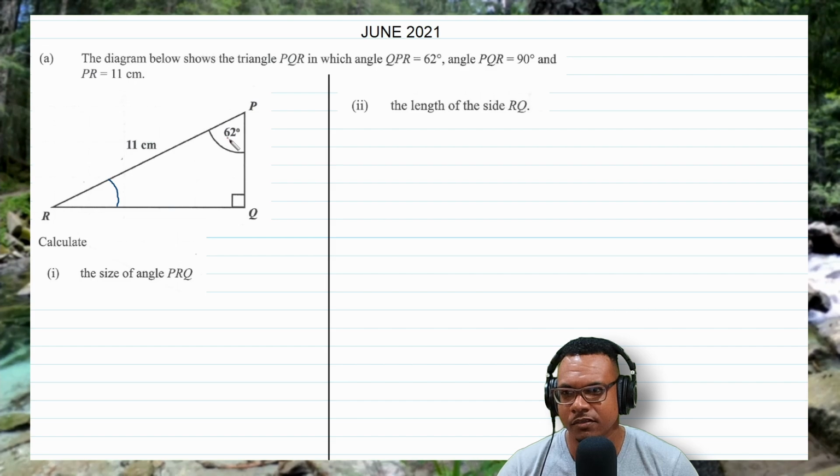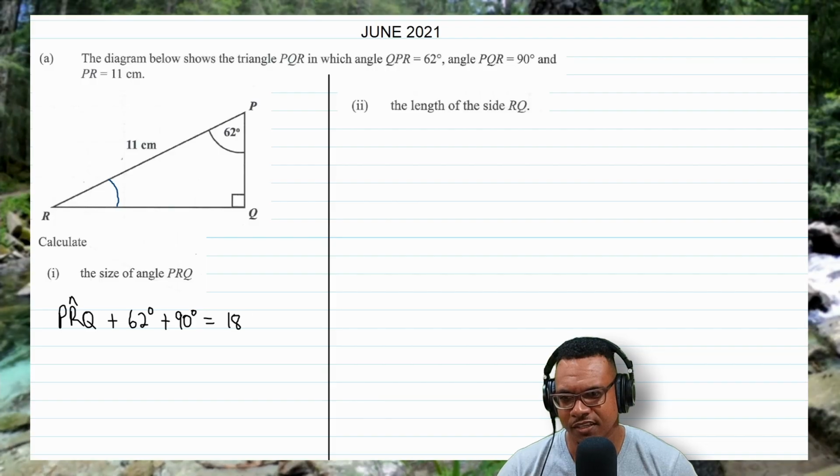And now remember, the sum of the interior angles of a triangle adds up to 180 degrees. So therefore, this angle here, which is PRQ, plus the 62 degrees plus 90 degrees, must be equal to 180 degrees. So I'll write angle PRQ plus the 62 degrees plus the 90 degrees would be equal to 180 degrees. So now angle PRQ.